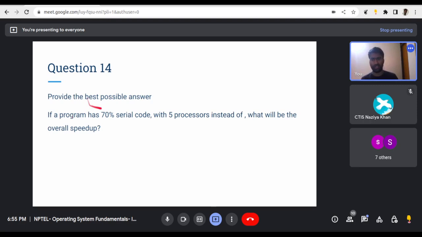But 70% of the code is serial, and the rest, 30%, is parallel. You can assume that safely. That can take advantage of the 5 processors now present in the system instead of 1 processor, so the 30% of the code will now execute at 5x. So then what is the overall speed up? What is the overall S that is achieved?